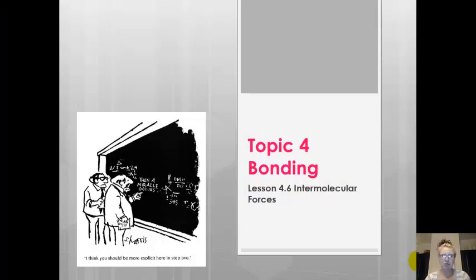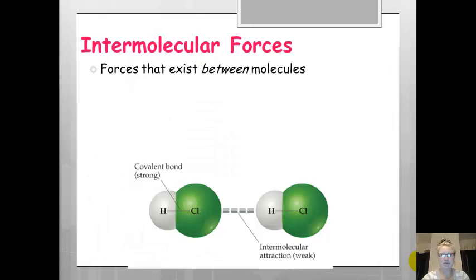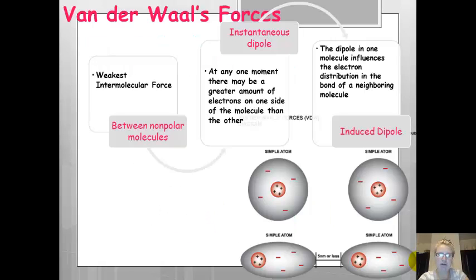This is lesson 4.6, Intermolecular Forces. Remember that intermolecular forces are forces that exist between molecules. The first type of intermolecular force is called van der Waals. Van der Waals is the weakest intermolecular force, and it occurs in all molecules, but it's the only intermolecular force in nonpolar molecules.